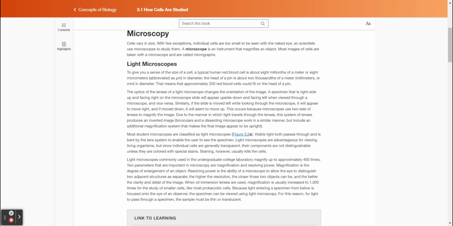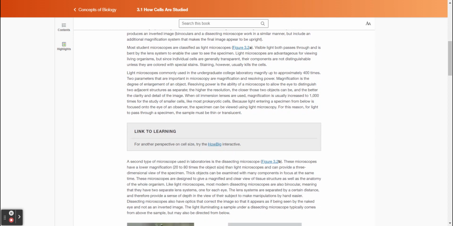This occurs because microscopes use two sets of lenses to magnify the image. Due to the manner in which light travels through the lenses, this system of lenses produces an inverted image. Binoculars and a dissecting microscope work in a similar manner, but include an additional magnification step that makes the final image appear to be upright.